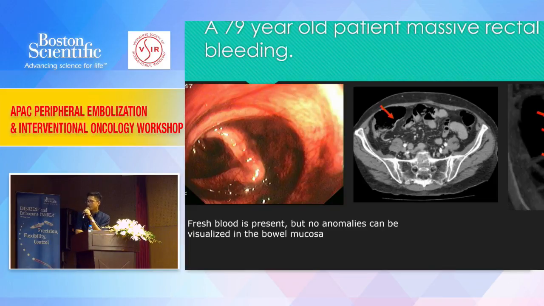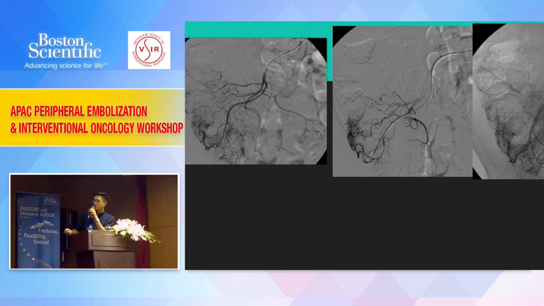Other patient has very fresh blood in the cecum on endoscopy, but there's no lesion in the mucosal layer. And on CT scan, there is a little bit of thickening of the wall of the cecum, and on MIP reformat, we see some vessels. So we decided to do angiography for the patient, and there is just hypervascularity of the cecum.